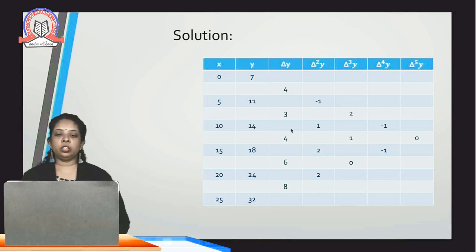So here you can see delta y. Delta y represents the difference or the rate of change from the new value to the old value. That is what we are going to find.